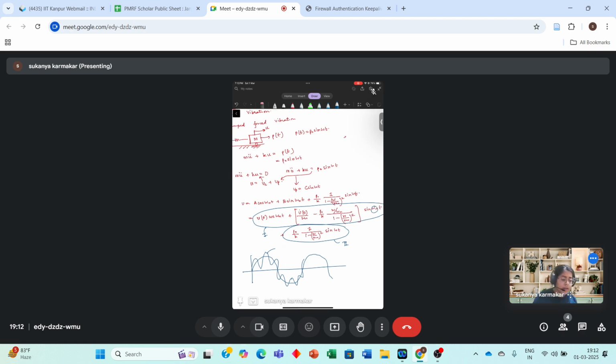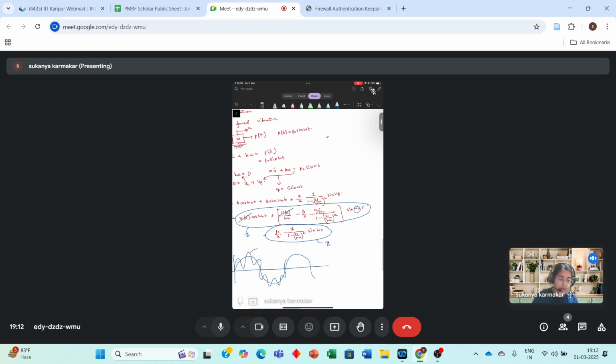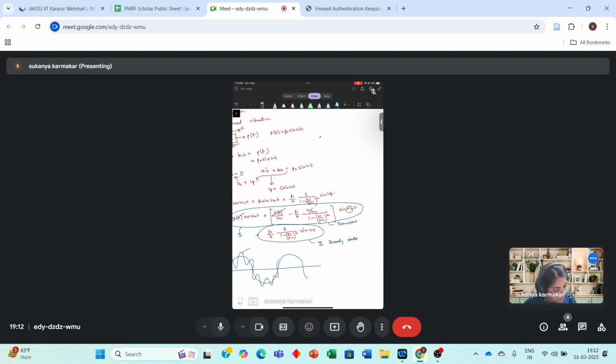Now let's say your initial conditions are 0. That is, u0 is 0 and u0 dot is 0. Then also you will have a steady state solution, and I'll write this, and you will have this term as well, that is the transient. So these two portions will still be there even if the initial conditions are 0.